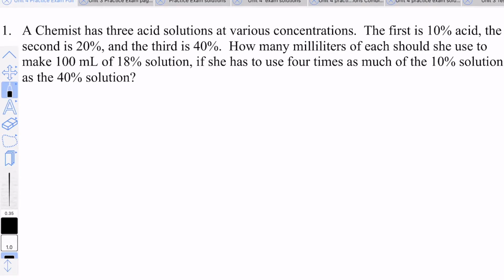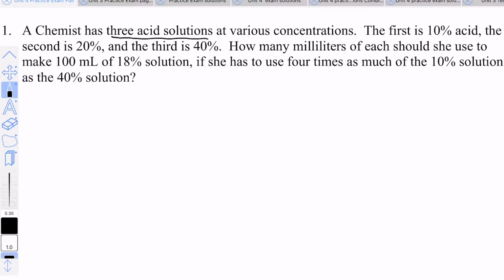This is the Math 1050 Unit 4 practice exam. Question 1 is from section 5.2, solving system of equations involving more than two variables. This one, because there's three acid solutions, we're going to have three variables.